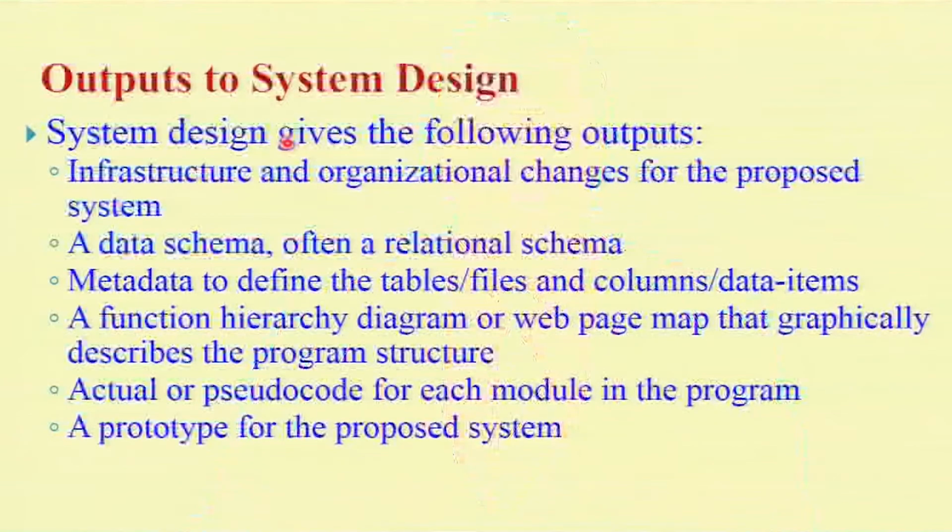System design gives the following outputs. They are infrastructure and organizational changes for the proposed system, a data schema, often a relational schema, metadata to define the tables or files and columns or data items, a function hierarchy diagram or web page mapping that graphically describes the program structure, actual or pseudocode for each module in the program, a prototype for the proposed system. So these are some of the outputs that are required of the system design.